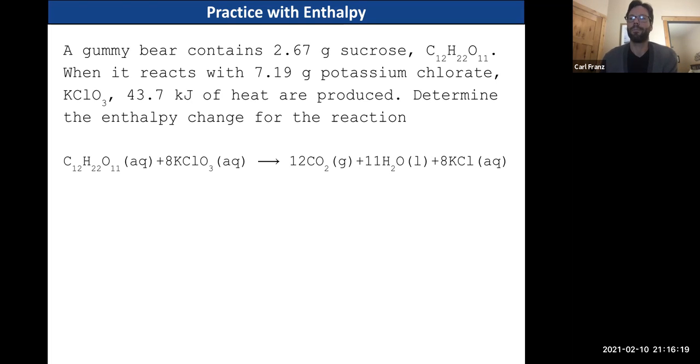And from there, you get a certain amount of kilojoules, 43.7 kilojoules of heat. And you can say, well, we get that per a certain amount of our potassium chlorate. So you would divide 43.7 over your moles of potassium chlorate, and that should give you your overall kilojoules, and that is going to be your delta H.